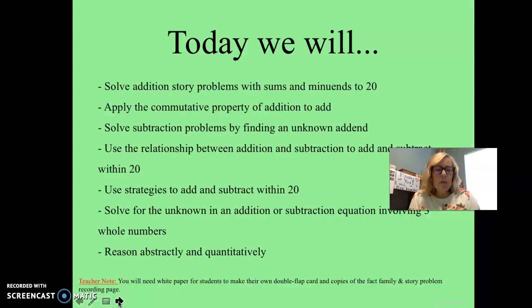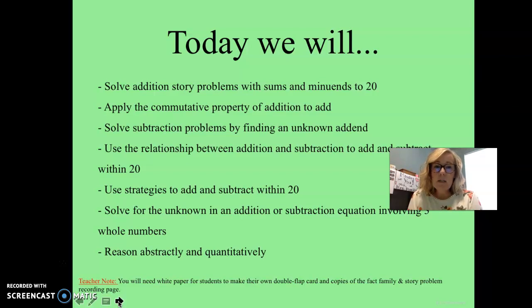Today we will solve addition story problems with sums and minuends to 20, apply the commutative property of addition to add, solve subtraction problems by finding an unknown addend, use the relationship between addition and subtraction to add and subtract within 20, use strategies to add and subtract within 20, solve for the unknown in an addition or subtraction equation involving three whole numbers. Reason abstractly and quantitatively.